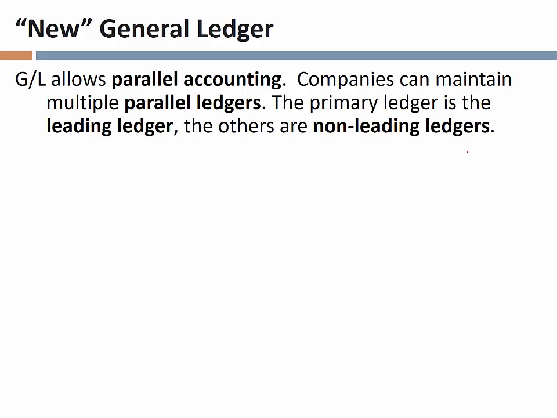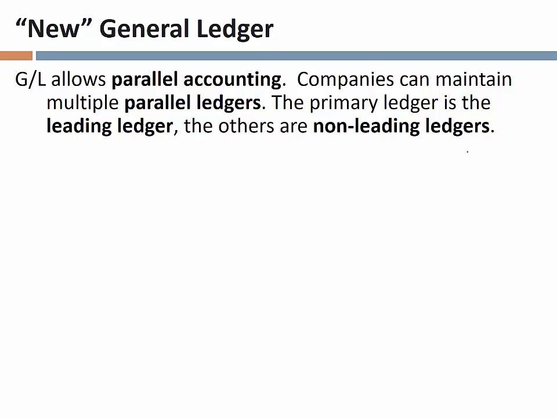This new general ledger allows us to do interesting things. It allows us to engage in parallel accounting, which means that companies can maintain multiple parallel ledgers, which essentially means I can have multiple general ledgers. Now, I always have one ledger that I consider to be my primary focal ledger, and we call that the leading ledger. And so any of my other ledgers are non-leading ledgers.